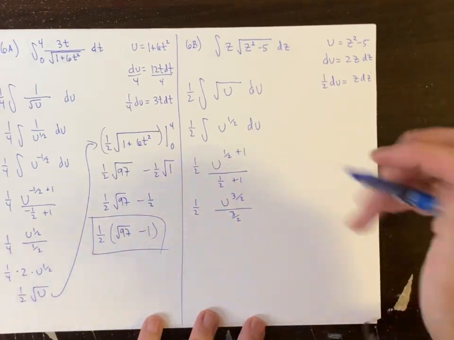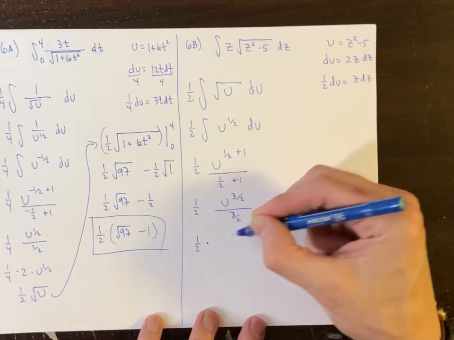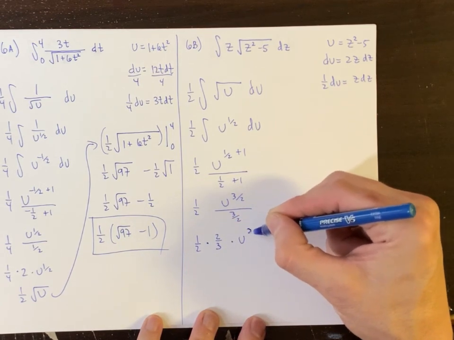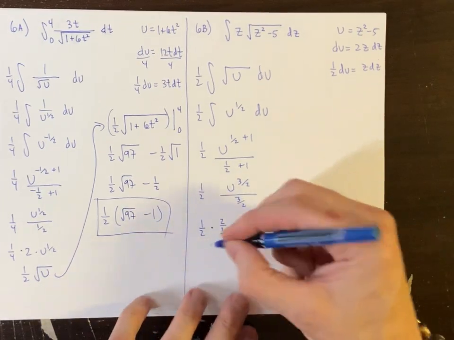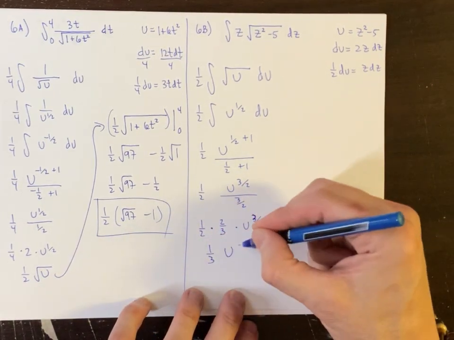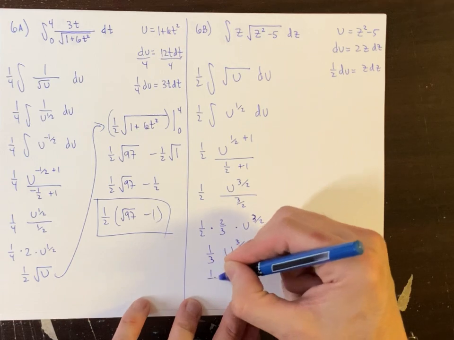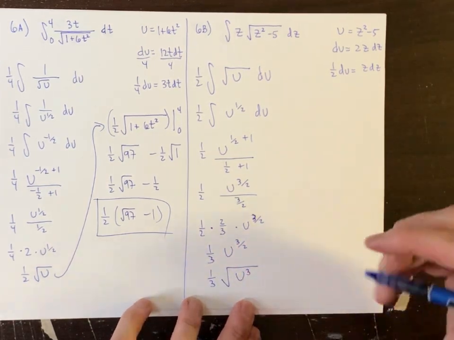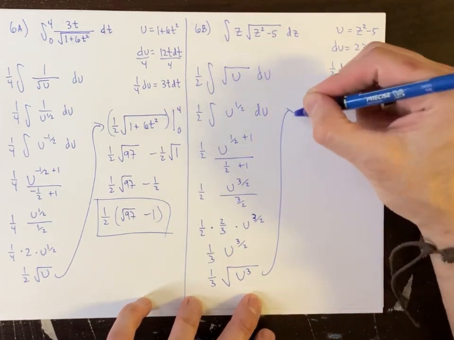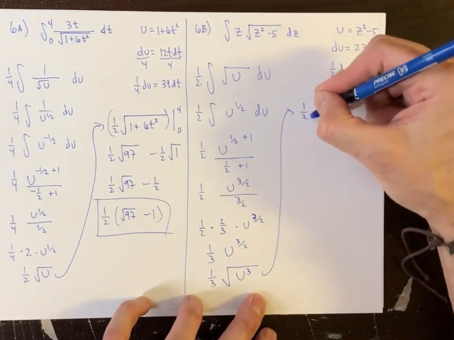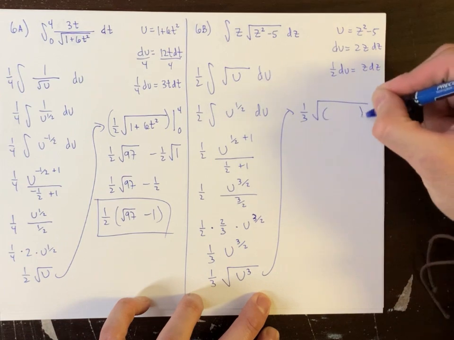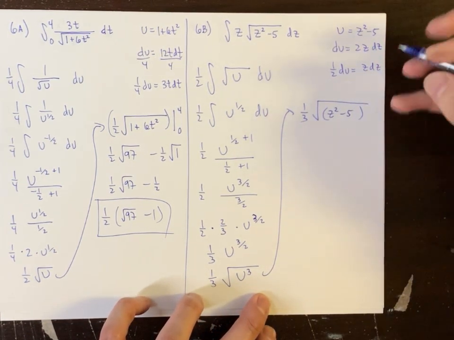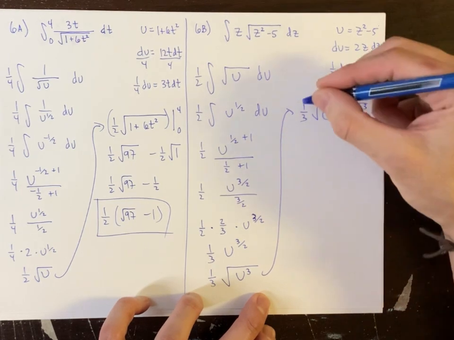So now we can multiply by the reciprocal instead. That would be 2/3, u to the 3/2 into 3/2. And then this is going to be 1/3, and this would be u to the 3/2. That's the same as 1/3, the square root of u cubed, right? Just changing the notation. And we can bring back the u's. So this is 1/3 square root of, instead of u, drop in what it equaled originally with the power of 3, and go ahead and put a plus constant.